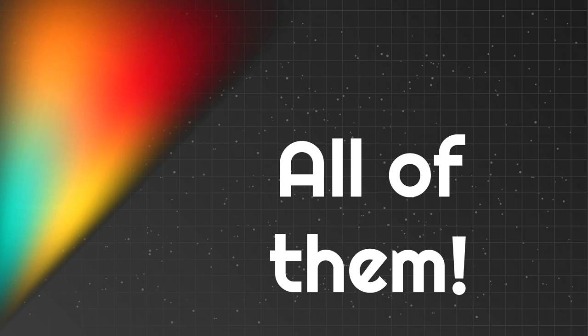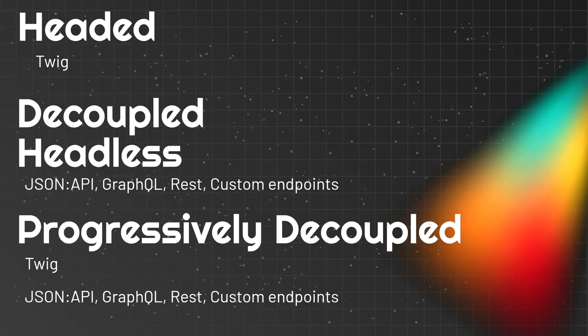Unlike other products on the market, Drupal is flexible enough that depending on how you configure it, you can do headed, you can do decoupled, you can do progressively decoupled, you can do headless. It really just depends on how you're configuring Drupal. So when we're doing headed Drupal, we're just using Twig, right? That's just Drupal out of the box. That's how Drupal works. Drupal kind of defaults to being headed.